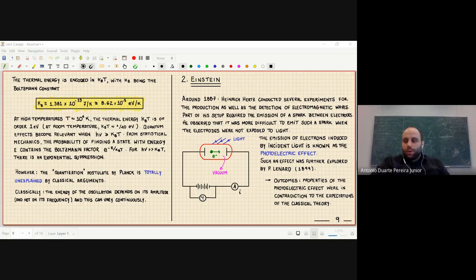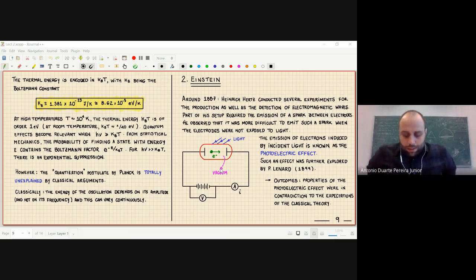So you can measure this. So you know how much is the potential difference that this battery provides to the electrodes. And you can also measure the current, the electric current that flows in the circuit, by putting here in the circuit an ammeter. So you can measure the current and you can measure the potential difference.